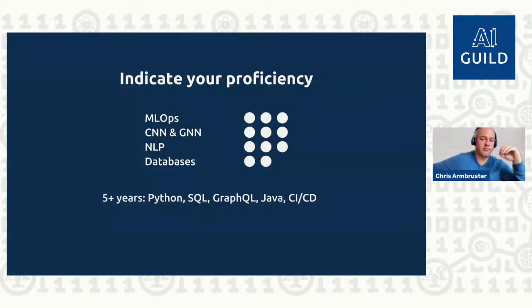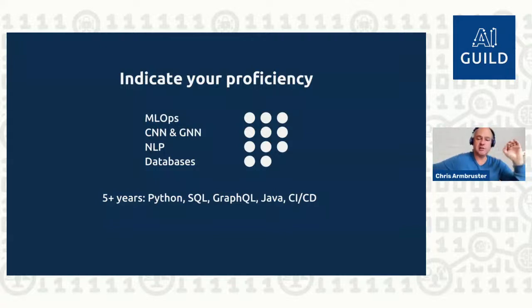So, one more round on indicating your proficiency. You can do it by 5+ years, 2+ years, 7+ years. So here's an example. Or you can use a dot system, and I'm showing you the dot system here because I sometimes see people using it.